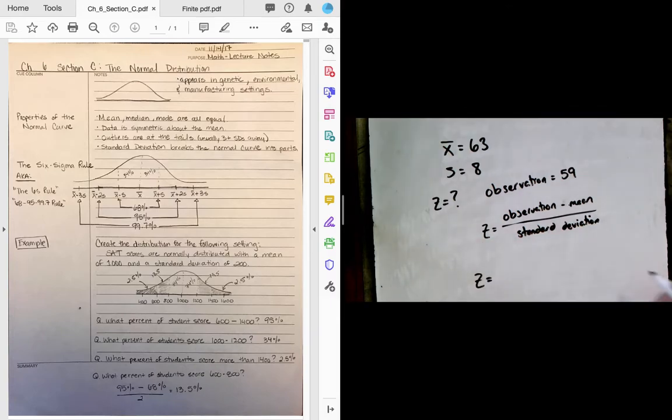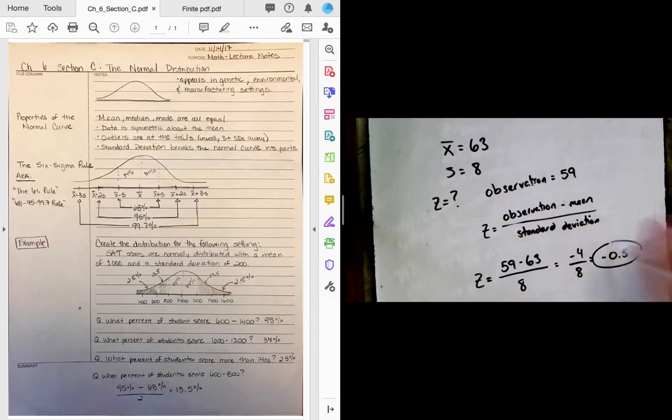So we get z is equal to 59 minus 63. Notice that our observation is smaller than the mean. In the distribution, we would be on the left of the bell curve. And the z-score is going to be negative as a result. Standard deviation was 8. So here, 59 minus 63 is -4 over 8, which is negative 0.5.